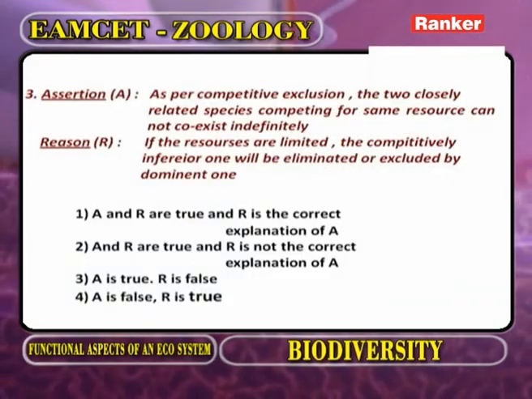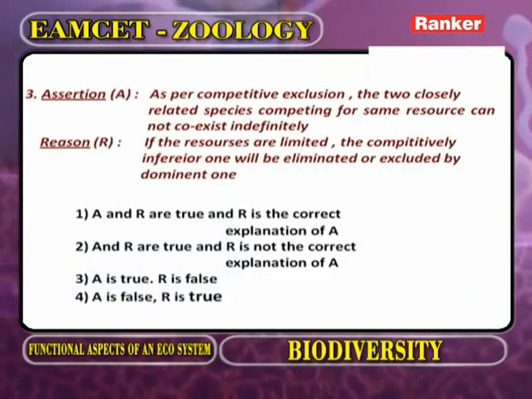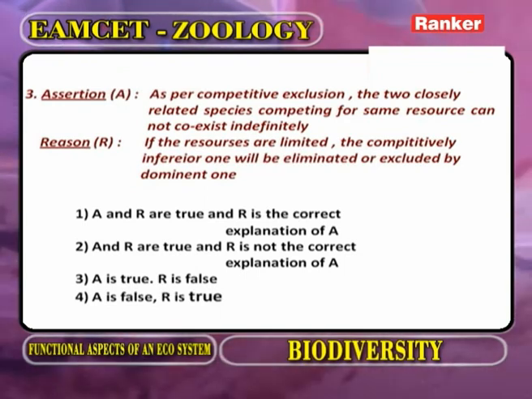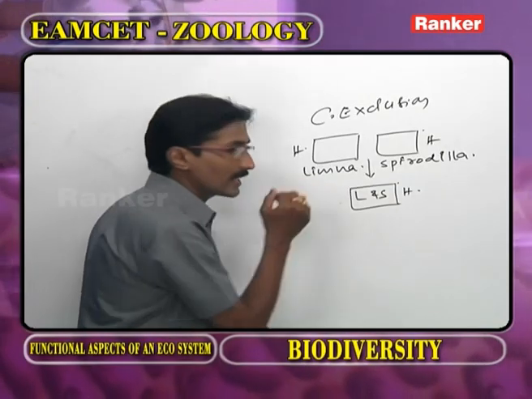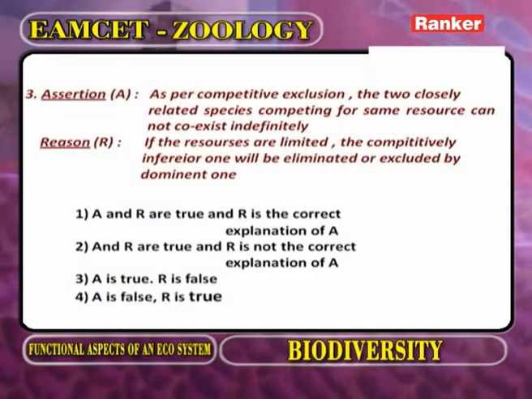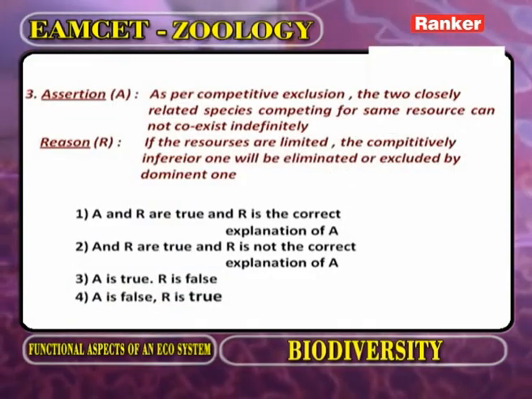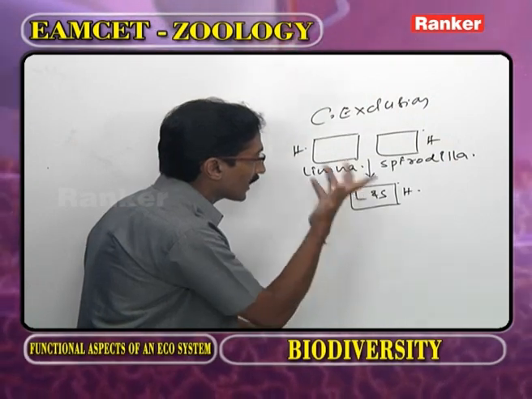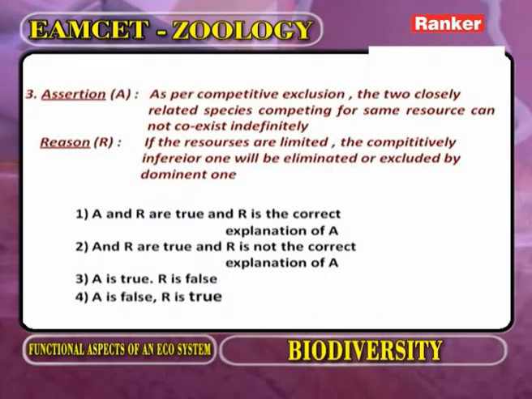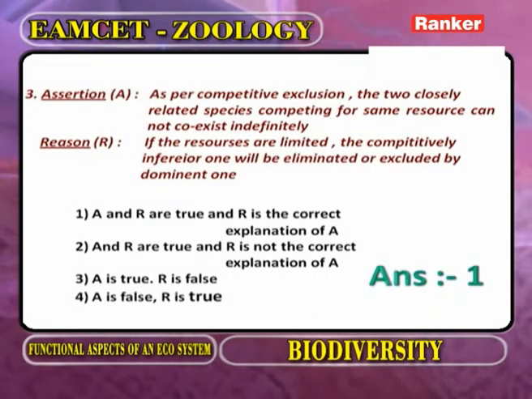Now the reason: if the resources are limited, now in this habitat the resources are limited, then what is going to happen? The competitively inferior, here what is the inferior? Spirodela, that is eliminated or excluded by the dominant one. Here what is the dominant? The Limna. Now based on this information, what is the correct answer? Both are correct, the reason explains the assertion. Now we go for the next question.